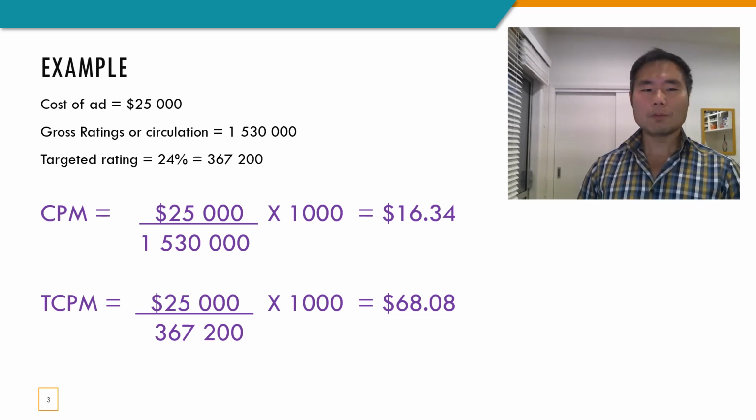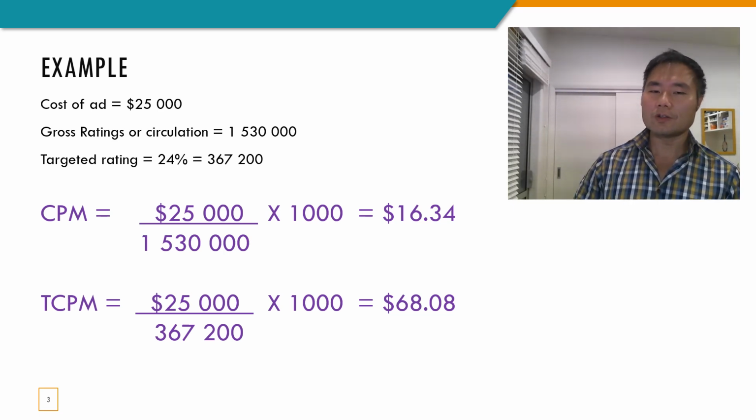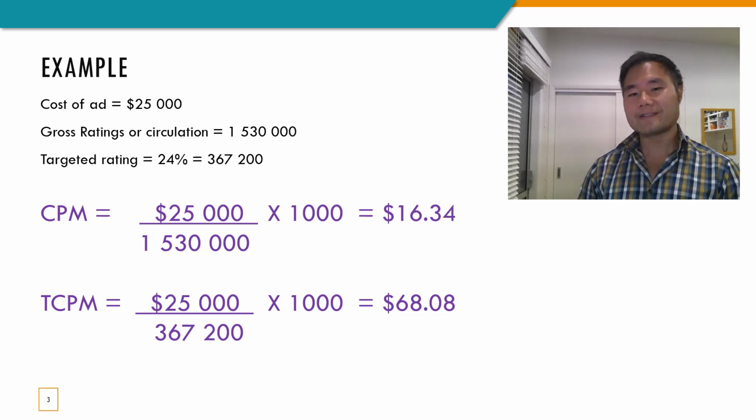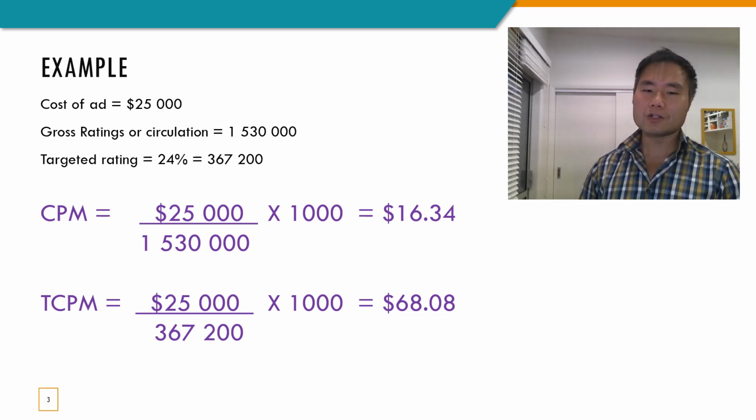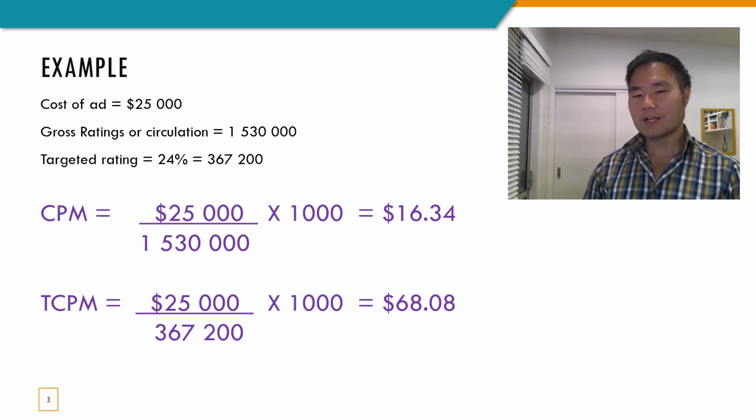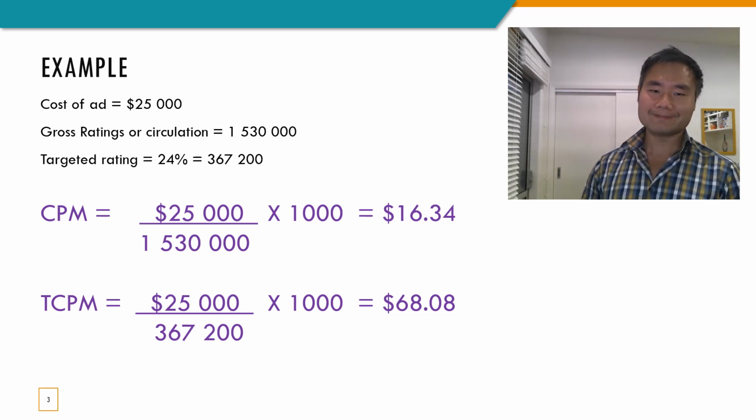Now, I would always recommend using the TCPM, so the targeted cost per thousand, because obviously you're really only interested in reaching your target audience, right? Any other sort of audience member you reach that isn't within your target audience is theoretically a wasted exposure. And so the TCPM, even though it seems less cost efficient, is a more conservative and realistic measure of the cost of reaching 1,000 people, in this case 1,000 target audience members.